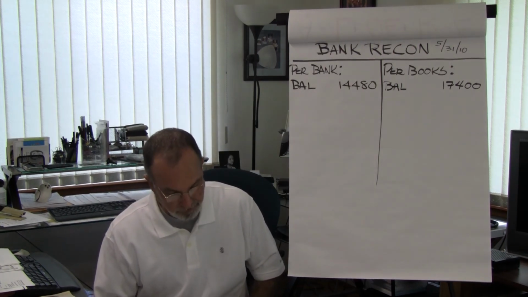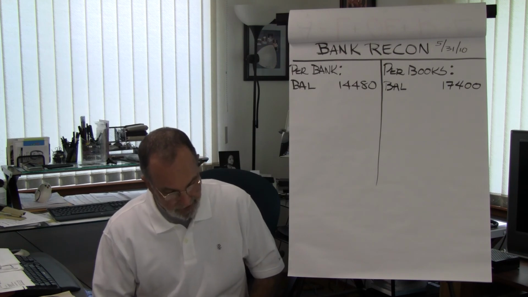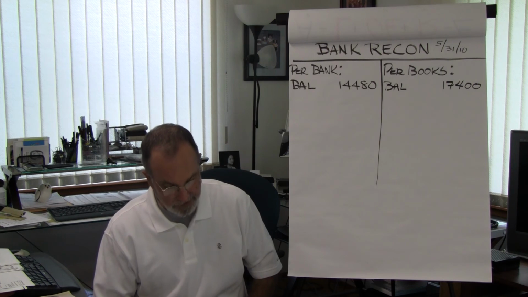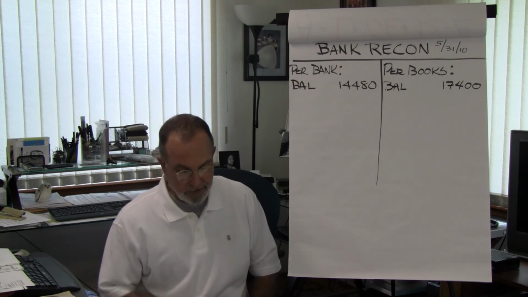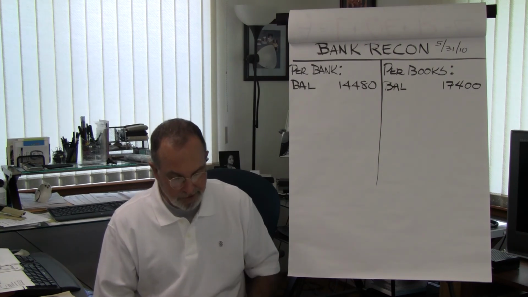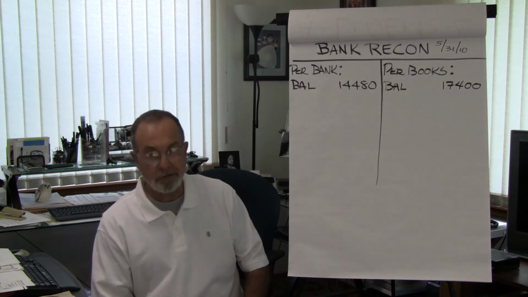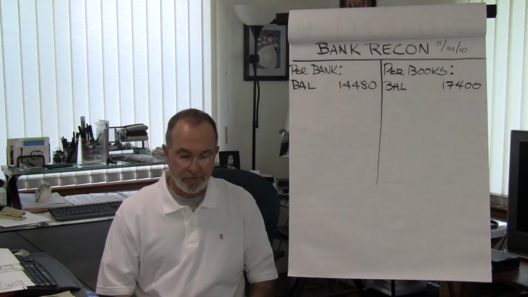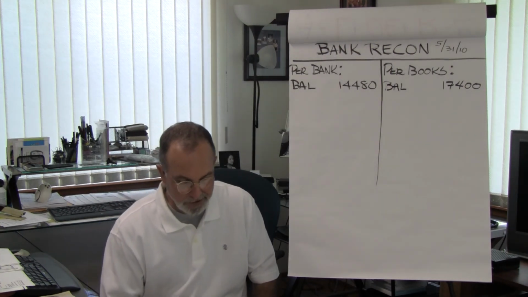Under required, it says prepare a bank reconciliation for the month of May. And so one of the things we need to do is look at our bank statement and check to see what items have cleared off of our bank statement.